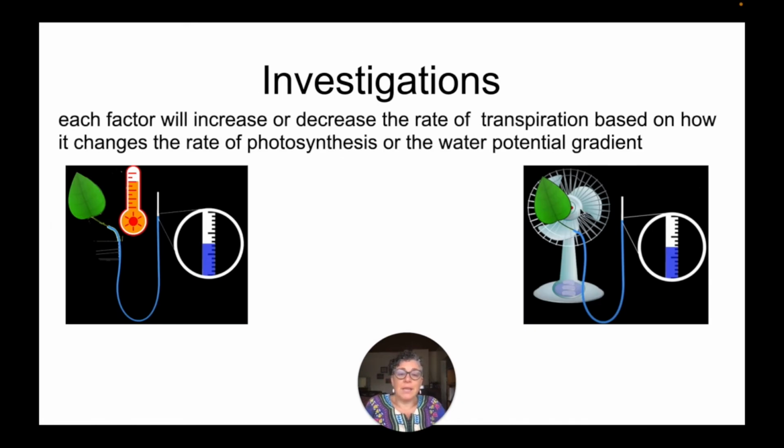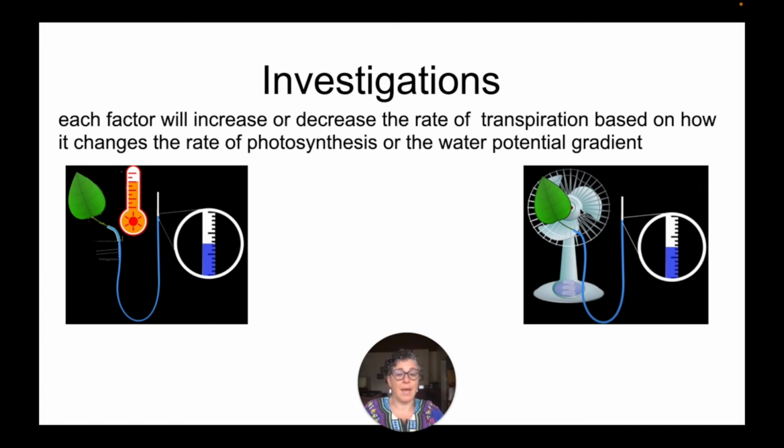So basically, in these investigations, each factor will increase or decrease the rate of transpiration based on how it changes the rate of photosynthesis or the water potential gradient. So on the left, we have temperature. And so what we can do is we can use a lamp, or we can use some sort of heating device to create this atmospheric condition, and thereby measure how increasing or decreasing temperature would affect the transpiration rate of that particular plant. Every plant will be slightly different.